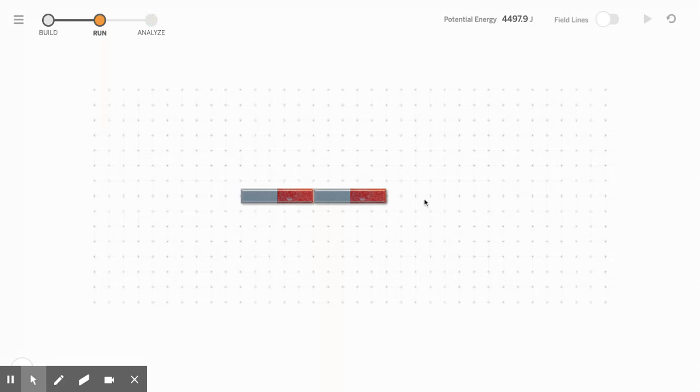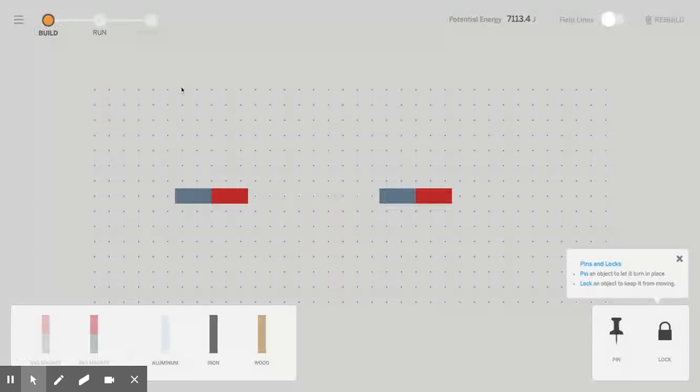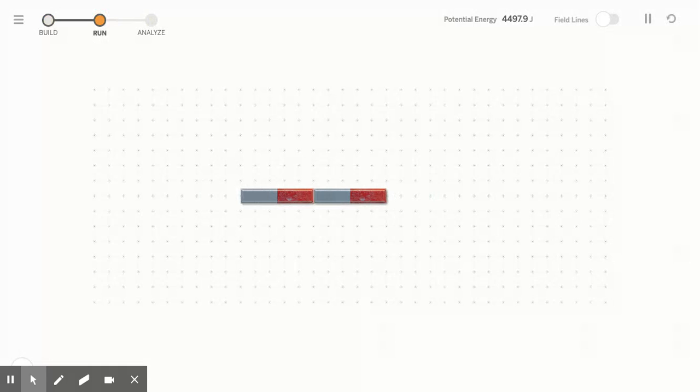So even though we started with more potential energy, we ended, when they're touching and they can no longer move, with the same amount. Let's enter that in our data table. And I'm going to show that one more time. So again, they're 9 centimeters apart, and the starting potential energy is 7,113.4 joules. And after I run the simulation, our ending energy is 4,497.9 joules. Pretty cool.